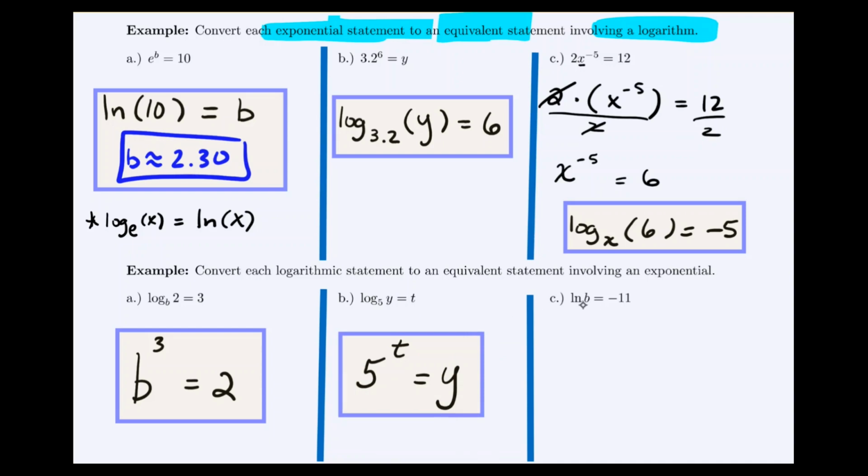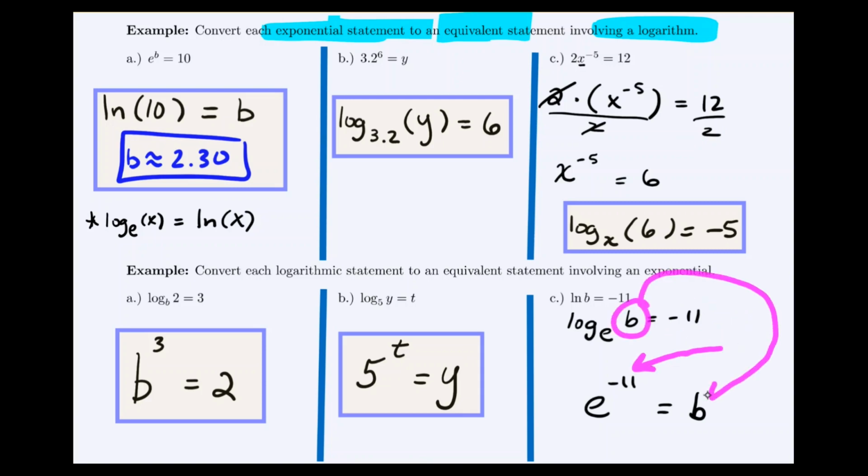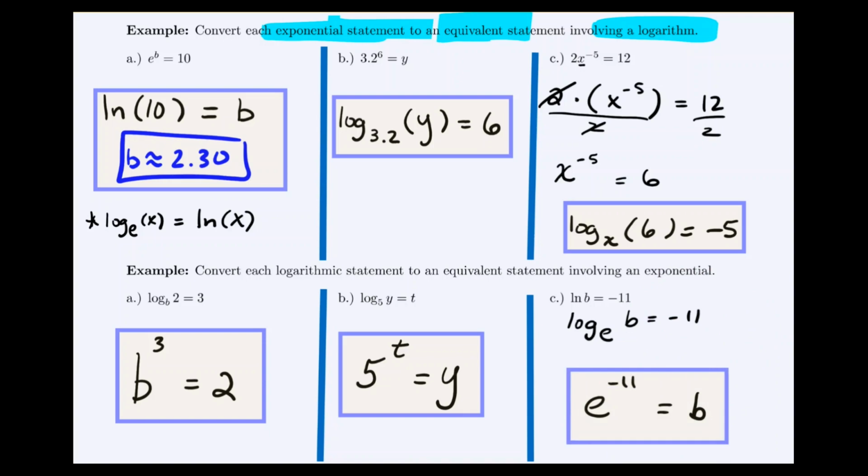Similarly, for ln of b equals negative 11, we know when it's just ln and nothing's written, that's actually hiding a log base e. We just give it a special notation for efficiency's sake since it's often used. So to write this as an exponential, we would have the base e raised to the negative 11th power equals b, and we see that the output of the logarithm becomes the input of the exponential. The input of the logarithm becomes the output of the exponential. So that's a pattern that's going to keep happening, specifically because these are inverse functions of each other.